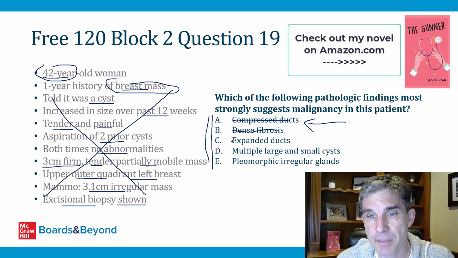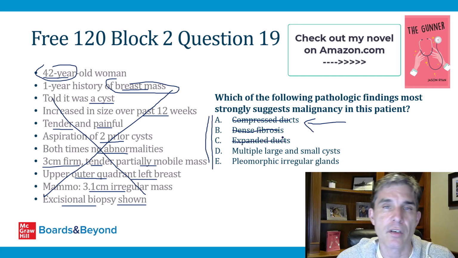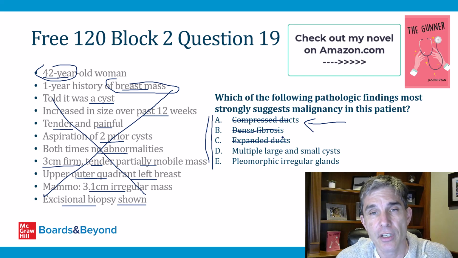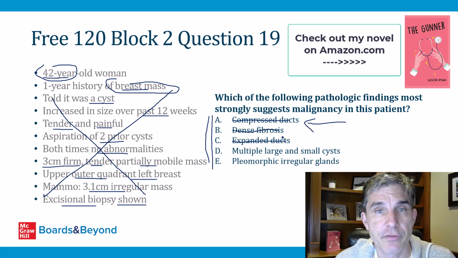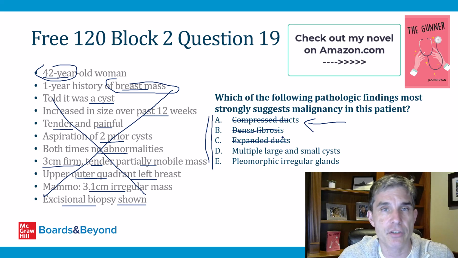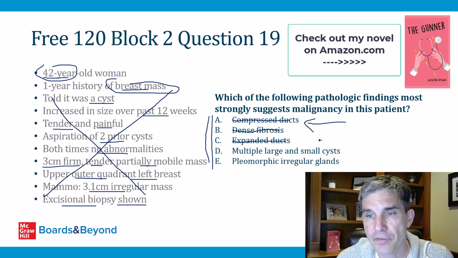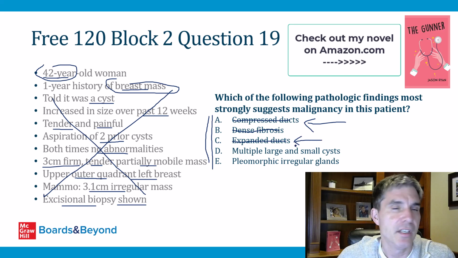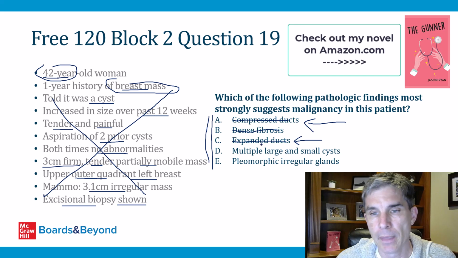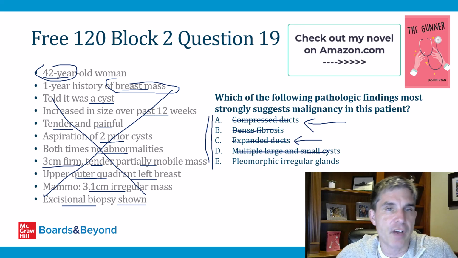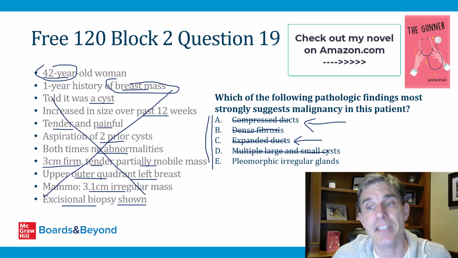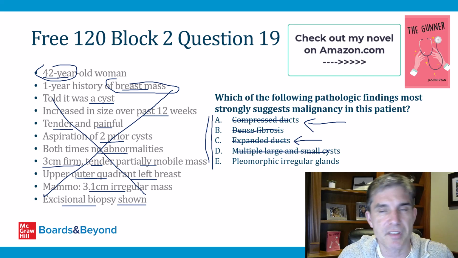Answer choice C says expanded ducts. This is also wrong. So when you have fibrocystic breast change, you can get obstruction of the drainage of fluid from the breast ducts, either from the fibrous tissue or the cysts, and those things can lead to expansion of the size of the ducts. So just the finding of expanded ducts in and of itself doesn't really strongly suggest malignancy. Then we've got answer choice D, multiple large and small cysts. This is also wrong. Once again, fibrocystic breast change has the word cyst in the name to remind you that large and small cysts, multiple numbers of those, are typically found in fibrocystic breast change, which is a benign condition.